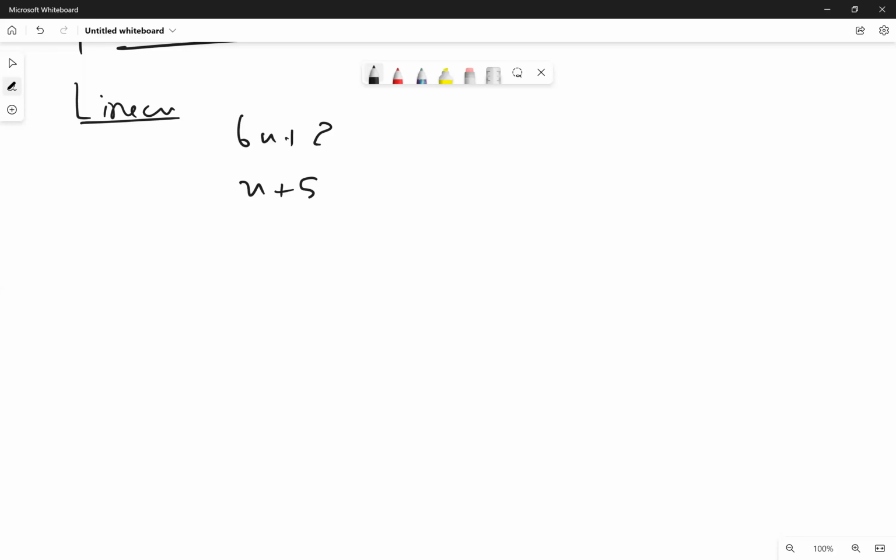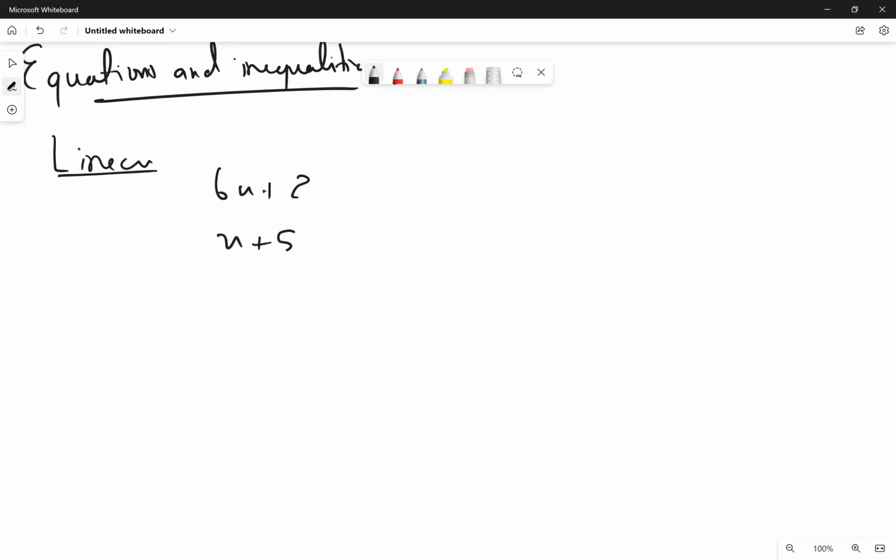Okay, for this recording, I'll just once again give a quick recap of what we've done. Equations and inequalities. Linear equations are all those equations that have the power 1. The maximum power of x is 1. 6x plus 2 and x plus 5 are two examples of linear equations. You might be asked to solve linear equations or even formulate some equations on the SAT exam.